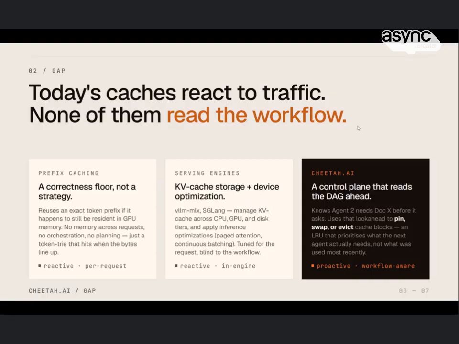Now, this gap has been addressed by some solutions, for example prefix caching or serving engines like vLLM and SGLang, which get us partway there using KV cache storage, device optimization, or inference optimization. But all of it is reactive. None of them read the workflow graph. The cache does not know which agent is coming next, and that's the gap.